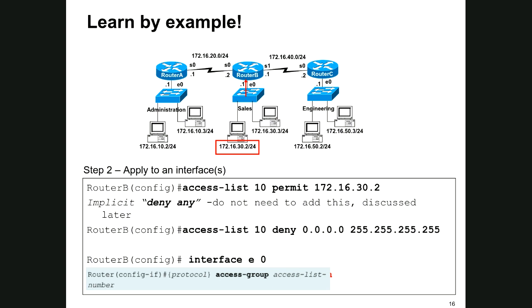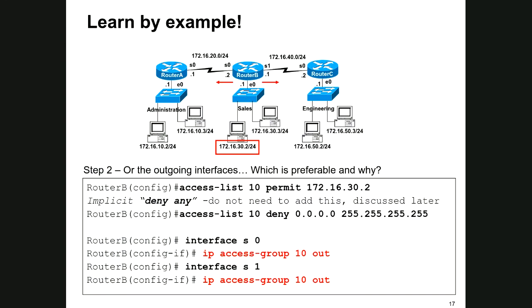Okay, now we made the access control list at the top here, access list 10, permit 172.16.30.2. There's an implicit deny any at the end. And now we're going to apply it to an Ethernet port. We're going to go to interface Ethernet 0, and we're going to apply a line of code to it.